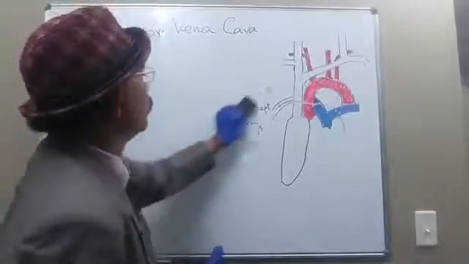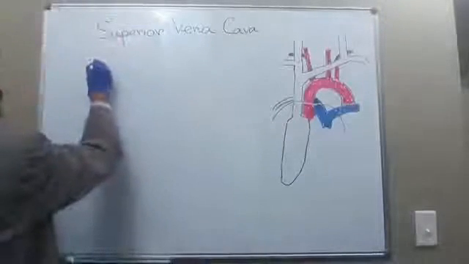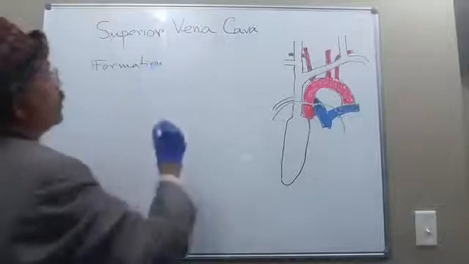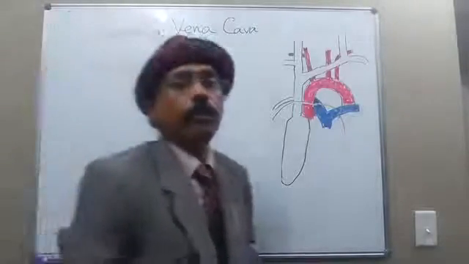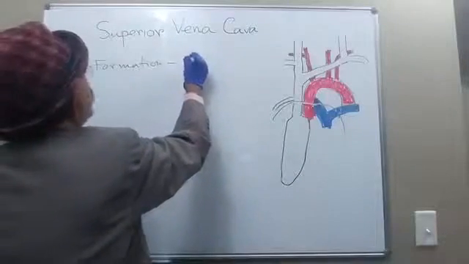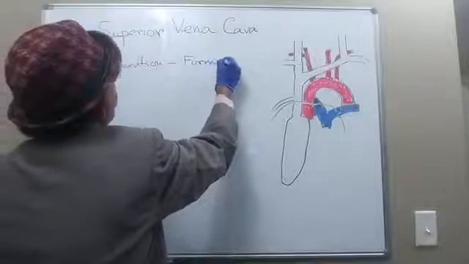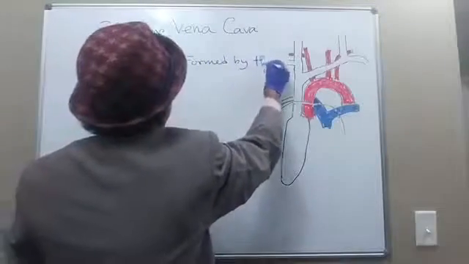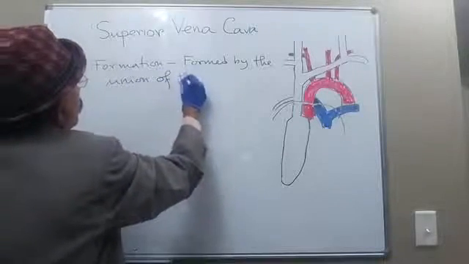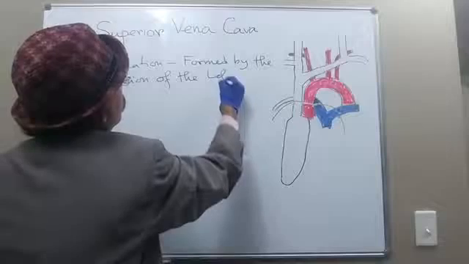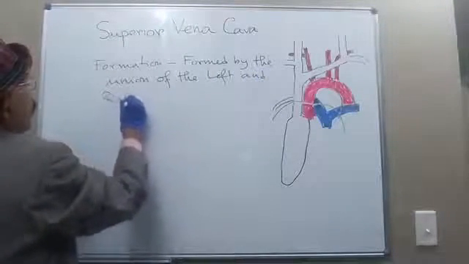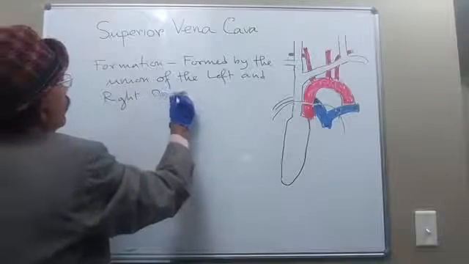Formation of the superior vena cava. The superior vena cava, or SVC, is formed by the union of the left and right brachiocephalic veins.